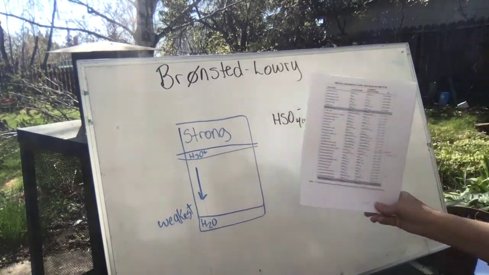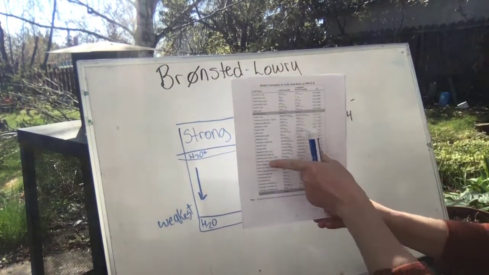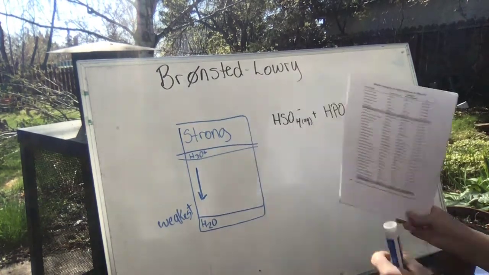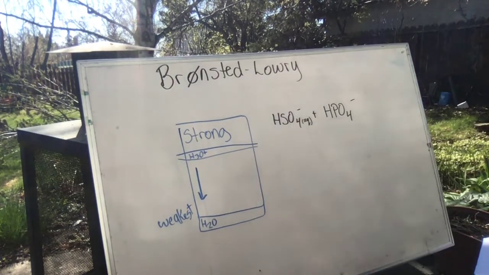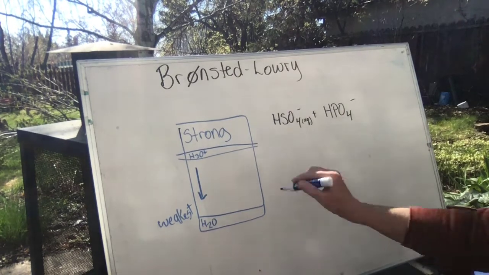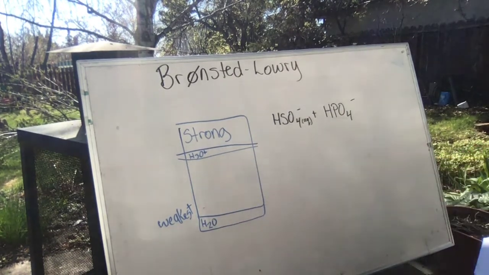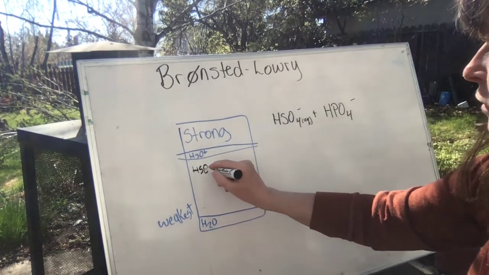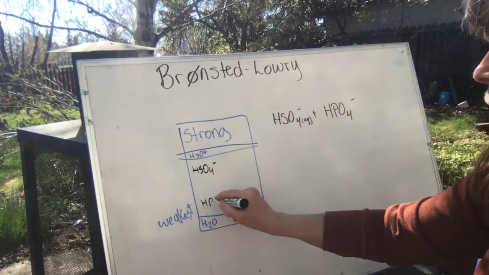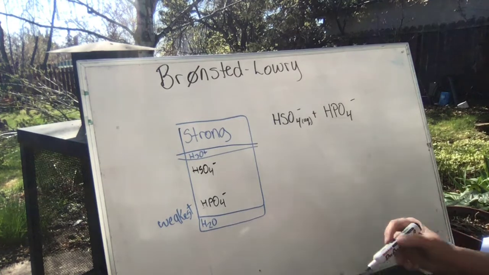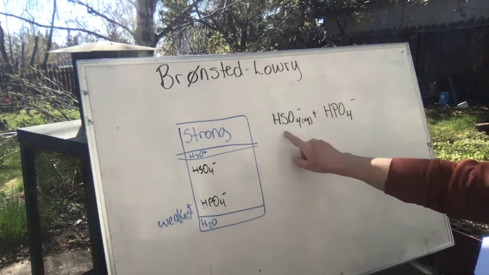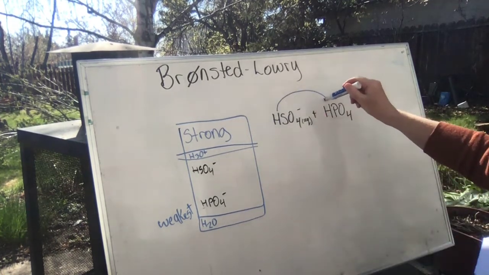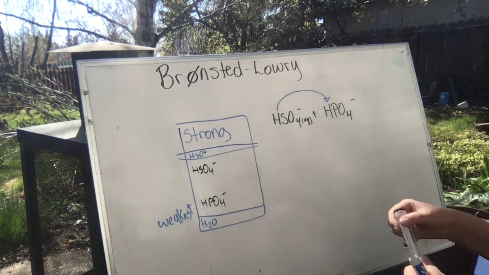So what I would do is look at their relative positions on the table, and the higher one up would act as our acid. In this case, the higher one up is HSO4 minus. HSO4 minus is here, whereas HPO4 is way down here. So that means that this is going to act as our acid. It's going to donate that way.